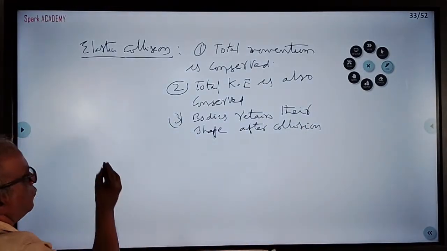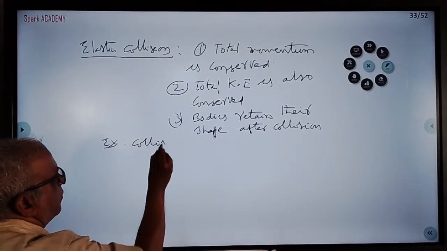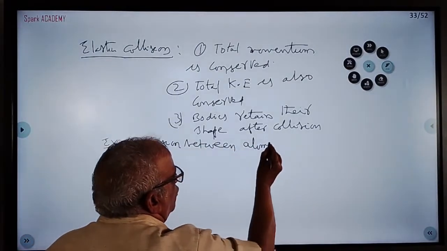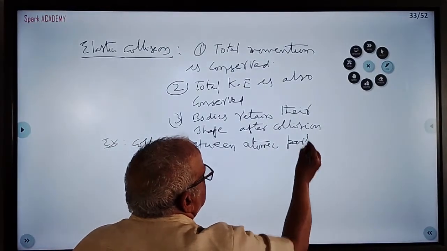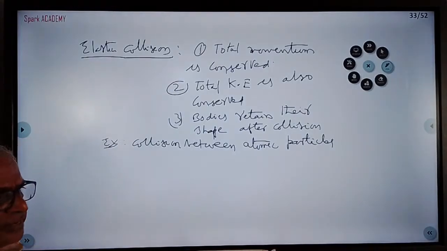Examples: collision between two smooth steel balls; collision between atomic particles like proton and neutron, which is a perfectly elastic collision. To summarize, in elastic collision total momentum is conserved, total kinetic energy is also conserved, and bodies retain their shape after collision. Other examples are billiard balls and collision between two smooth glass spheres.